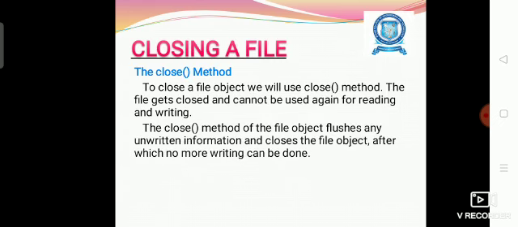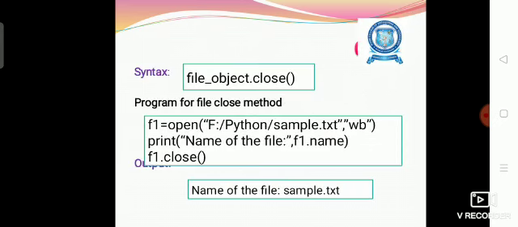Okay. Now we are seeing about closing a file. After opening the file, we will do the necessary read operation, write operation, etc. Finally we have to close the file. For closing a file we have the close method. The close method is a very simple method which does not have any arguments. The syntax is file object dot close.